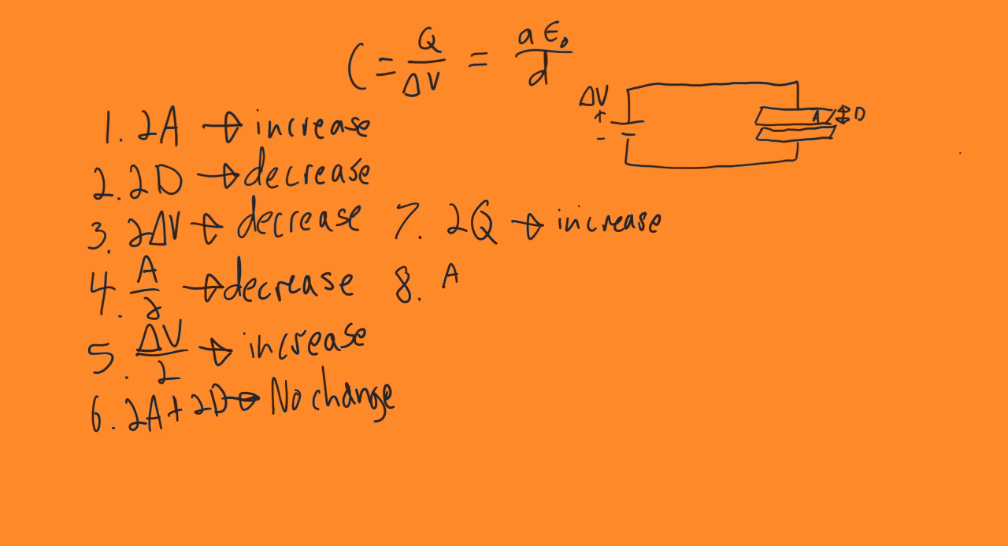And then lastly, what if we halve the area and double the distance? Well, both of these decrease the capacitance, and so it's going to do the same here. Since both decrease, it's just going to be an even larger decrease. All right, I hope that this little exercise of changing variables around gives us a better conceptual understanding of what happens when we change these variables.